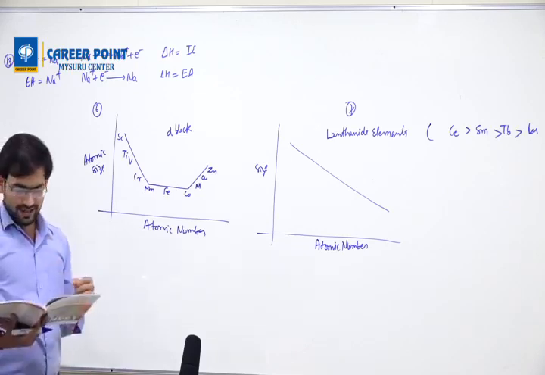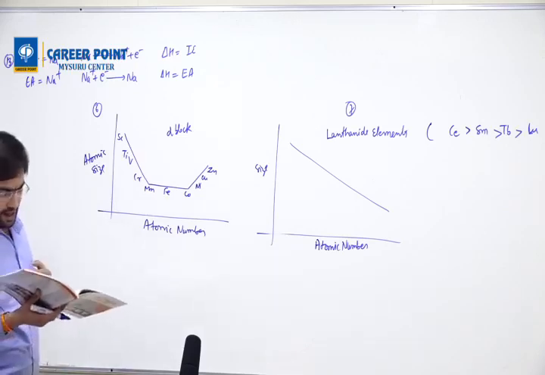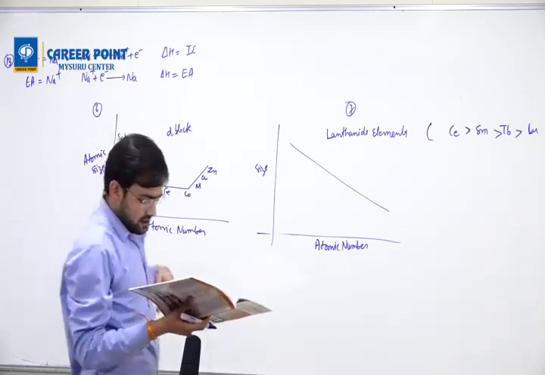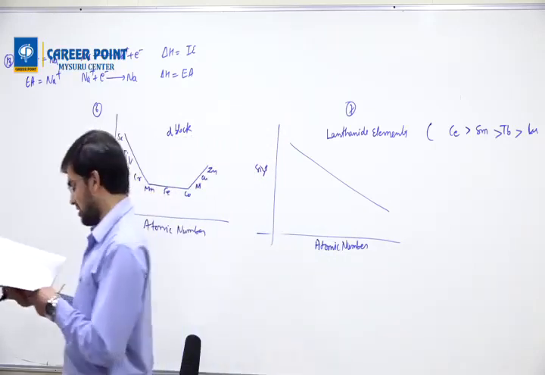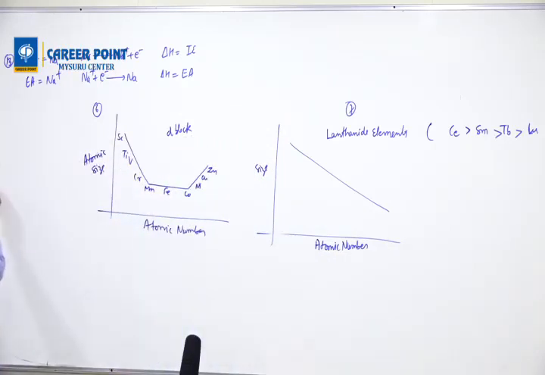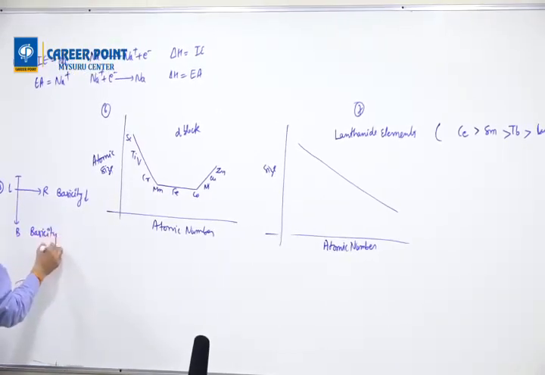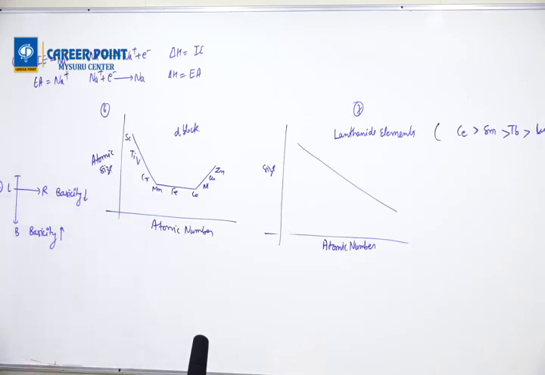Then question number 18. Arrange in order of increasing basic character. On moving from left to right, basicity decreases. On moving top to bottom, basicity increases.